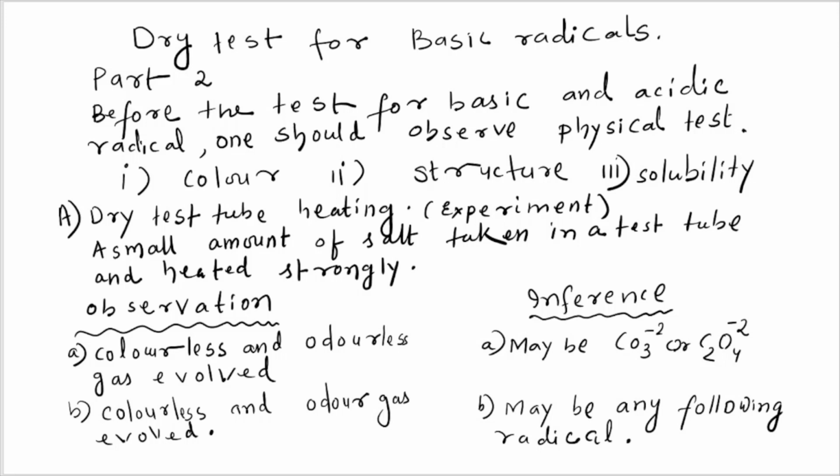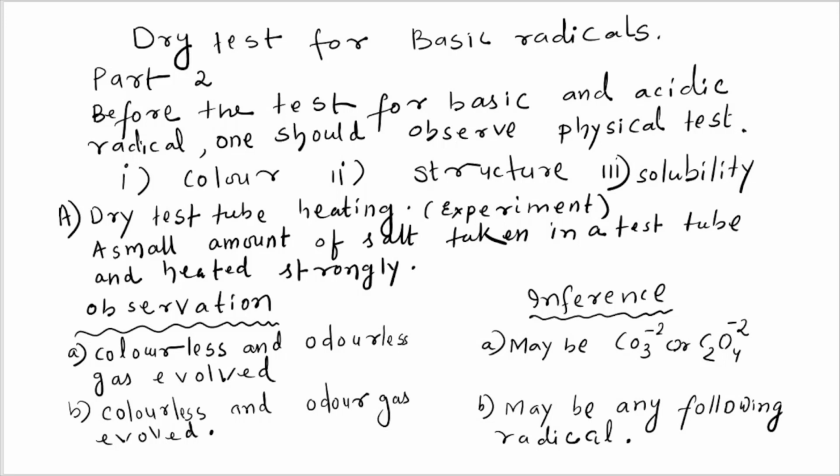So in dry test tube heating, what is the experiment? A small amount of salt is taken in a test tube and heated strongly, that much. That means we will take salt in a test tube and heat it properly. What you will observe, see and write: first, if colorless, odorless gas evolves. Generally colorless, odorless gas evolves, that may be carbonate or oxalate.